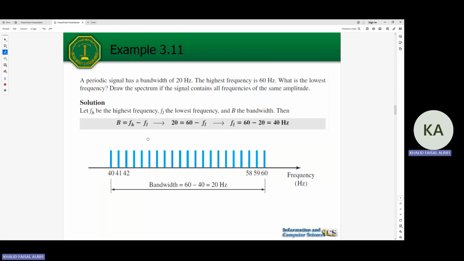Same thing here. It tells you that the bandwidth is 20. He already gave you the bandwidth, and he tells you that the maximum number is 60. So guess the minimum number. Of course it will be 40, so that if I subtract 40 from 60, it will give me 20. Okay.